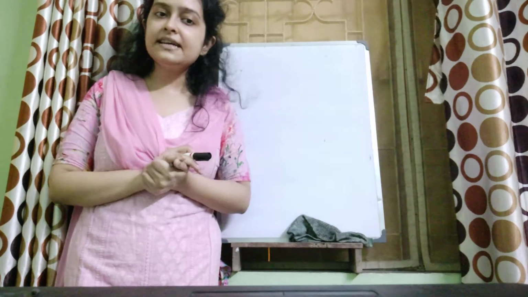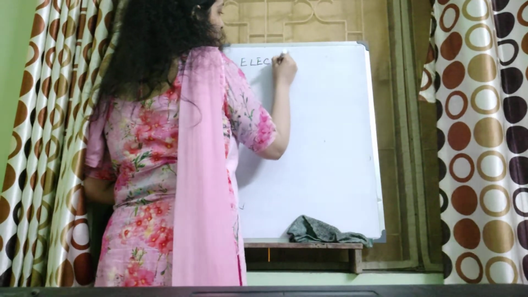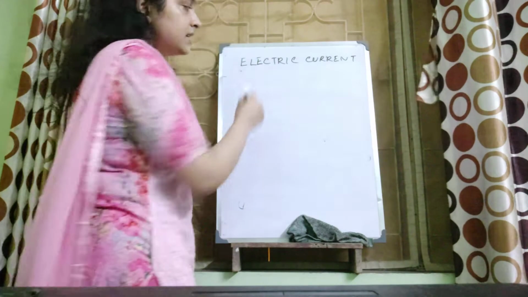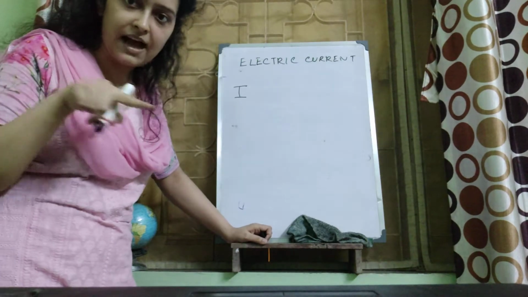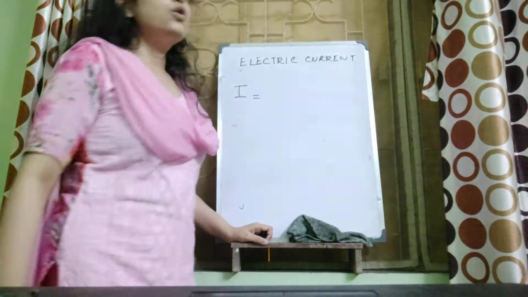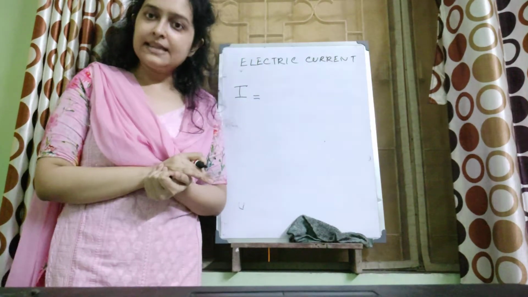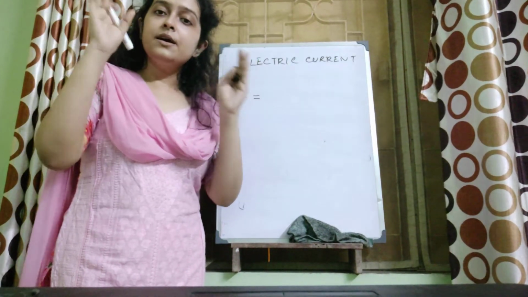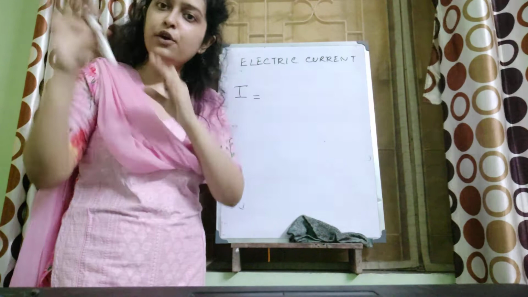But in physics, we must have a definition of everything. So, what is the definition of electric current or current, whatever? Electric current is denoted by capital I. I is equal to the rate of flow of charge. That means how much charge is flowing through a certain area in unit time. Per unit time, how much charge is flowing.